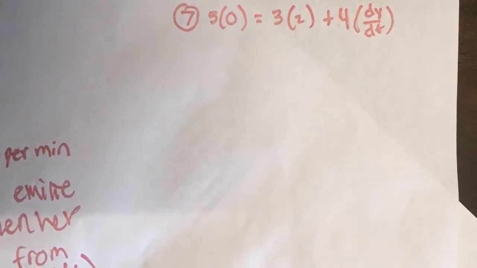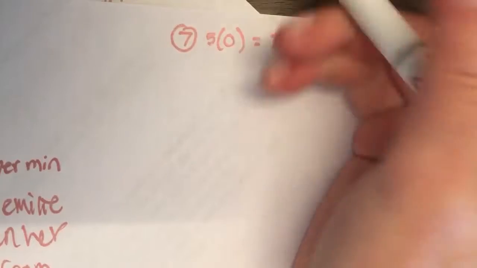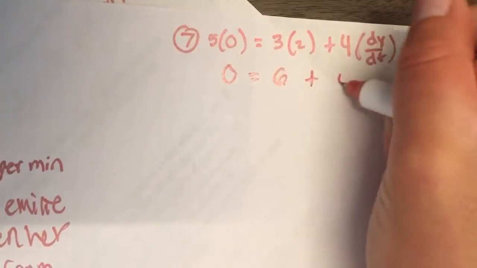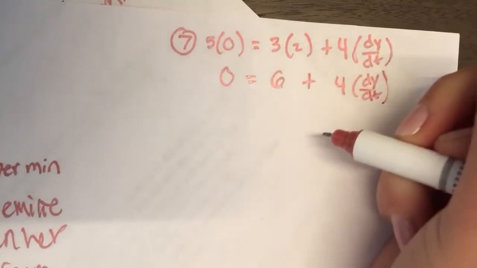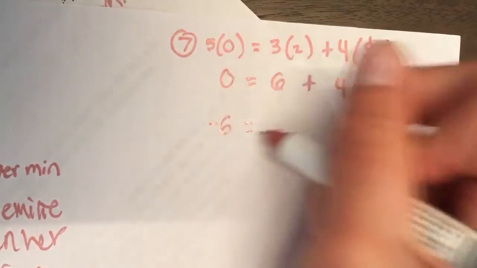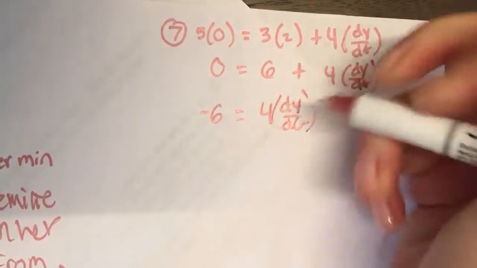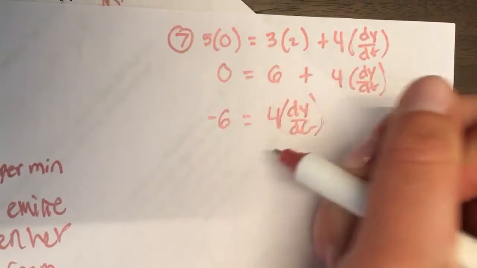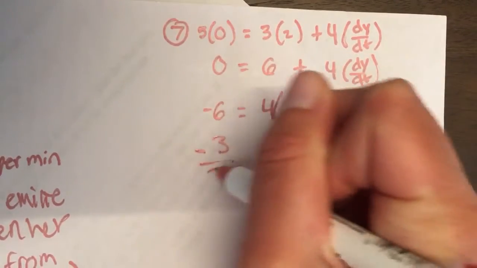Now we will solve this equation with all of our variables plugged in. So this is going to be 0 equals 6 plus 4 dy/dt. We can now subtract 6 from both sides. So we have negative 6 equals 4 dy/dt. Now we can divide by 4 so that we have dy/dt. So now the answer to dy/dt is negative 3 halves.